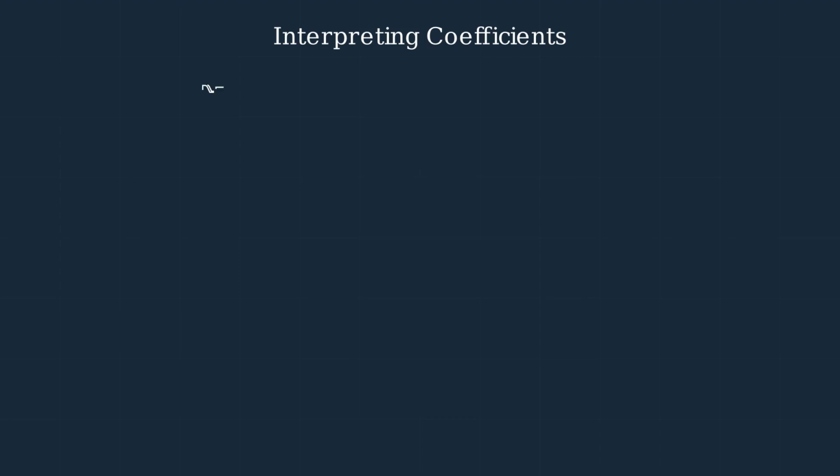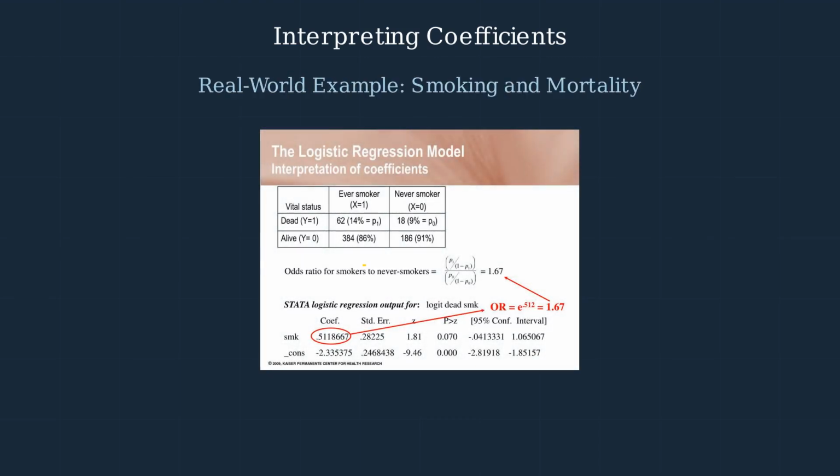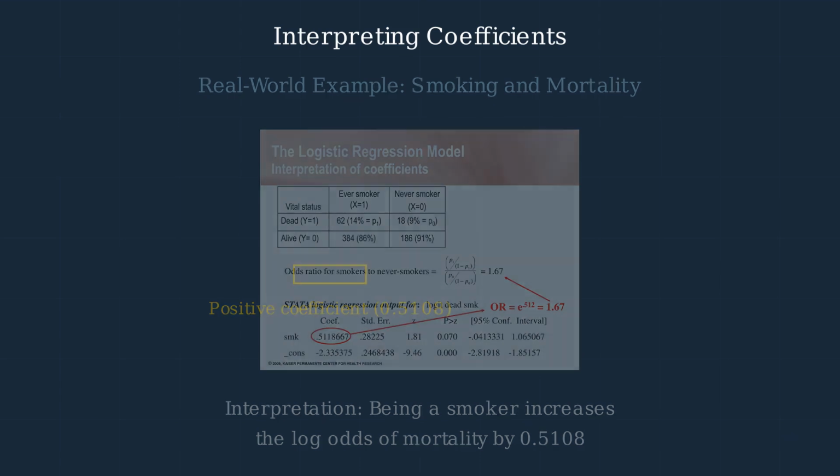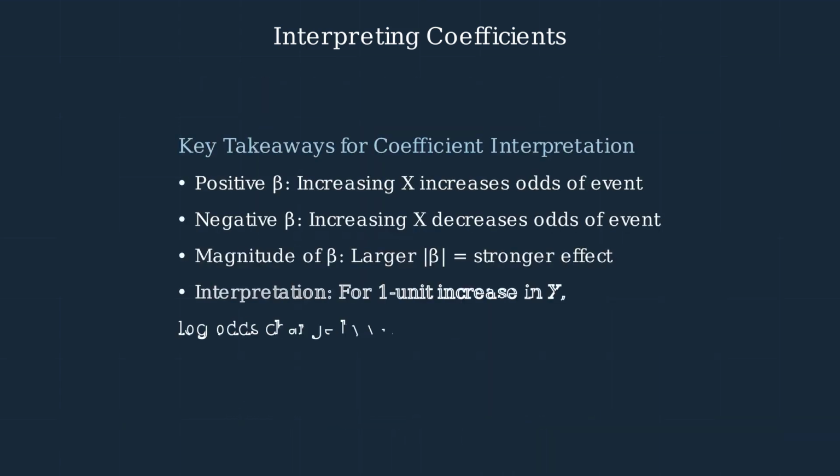Let's examine a real-world example of logistic regression analyzing the relationship between smoking and mortality. In this example, the coefficient for smoking is positive 0.51. This means being a smoker increases the log odds of mortality by 0.51, indicating a higher probability of death compared to non-smokers. To summarize, when interpreting coefficients in logistic regression, remember these key points.